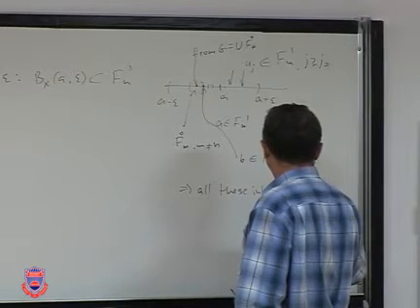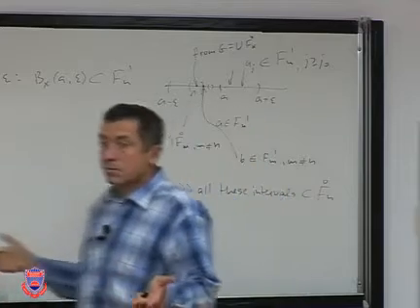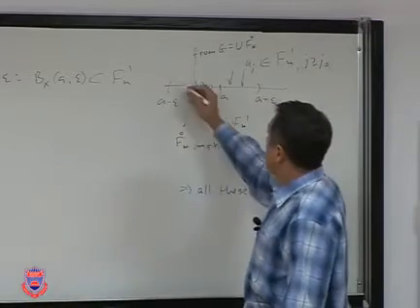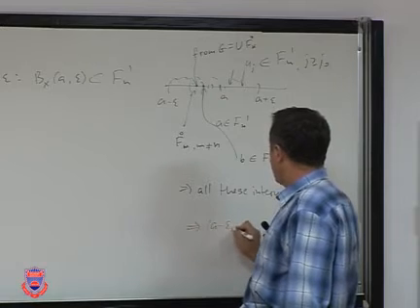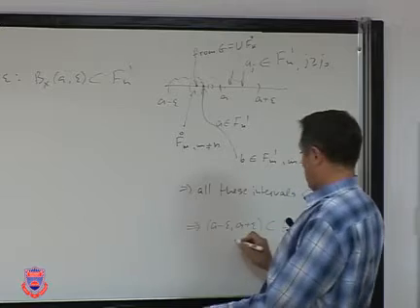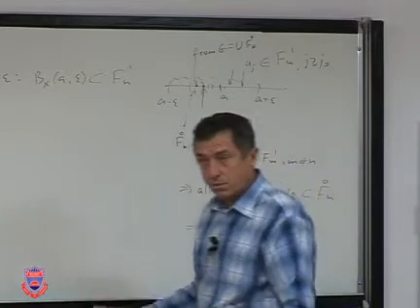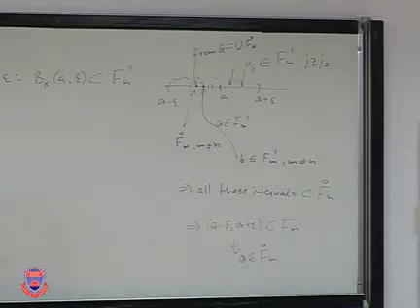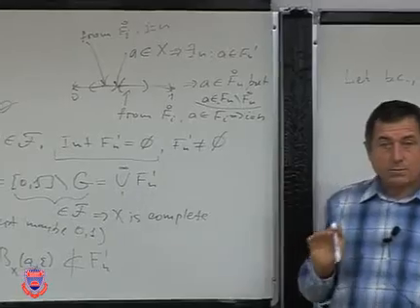Now look, therefore all these intervals are from Fn interior. Again, it's impossible. Then the whole set, A minus epsilon to A plus epsilon, belongs to Fn. Therefore A belongs to Fn interior, which is impossible, since it belongs to this difference. So, please, your questions.